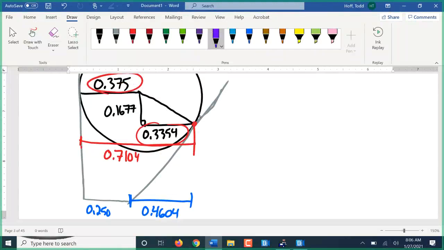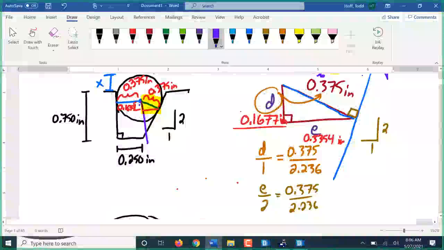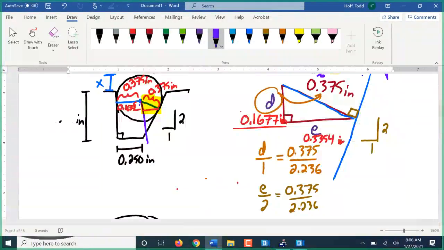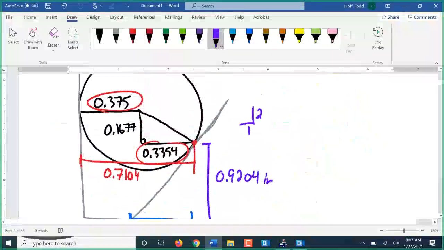Which means then the height of that point of intersection, if this is a 2-to-1 slope, is going to be 0.9204 inches. Problem there, I said this was only 0.75 inches tall, didn't I? We're going to have to modify that. Make it 1 inch tall, exactly 1 inch tall. Otherwise, that point of intersection would be above the top of the part, or it would be hitting the surface with it. It's that high up to the intersection.